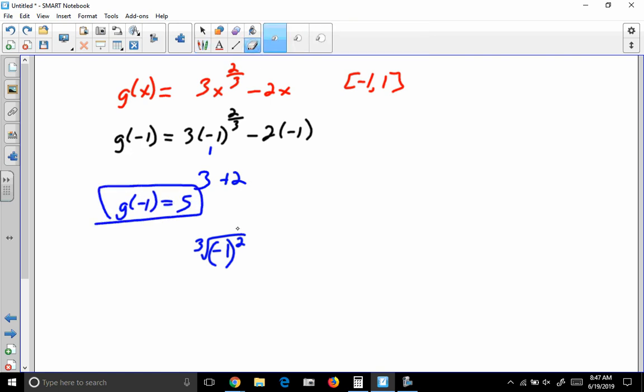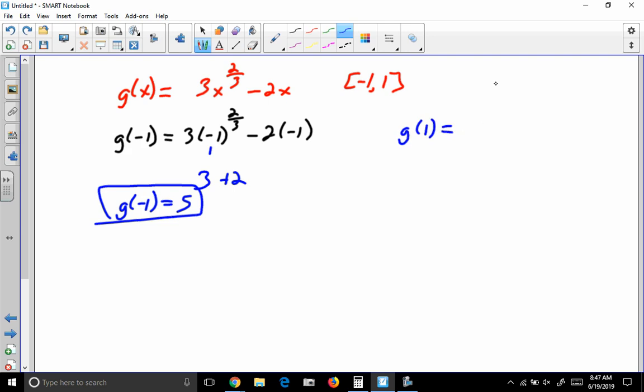So the left side of our interval is at a height of 5. Now let's check the right side of our interval. If we put a 1 into our function, we have 3 times 1 to the 2/3 minus 2 times 1. Positive 1 to any power is 1. 1 times 3 is 3. Negative 2 times 1. So when x is 1, y is 1.